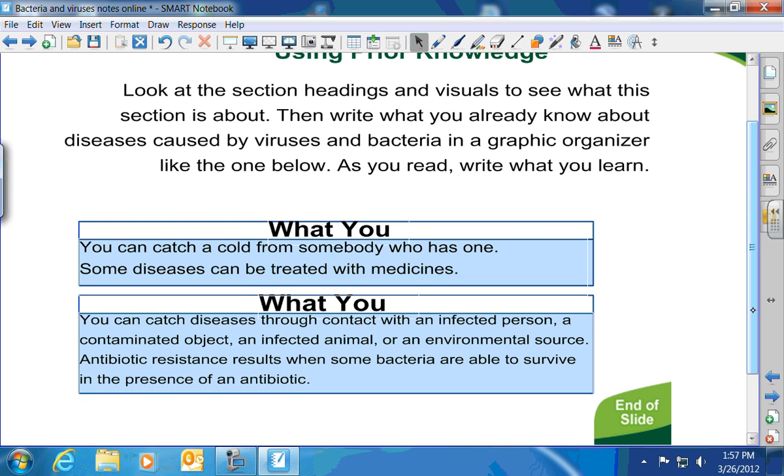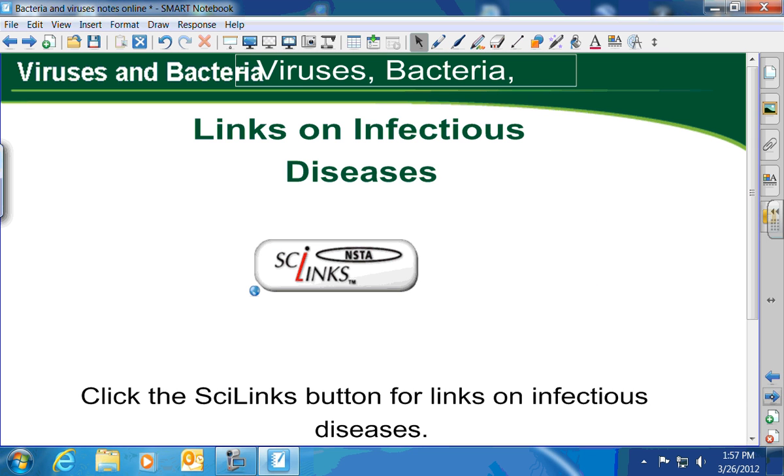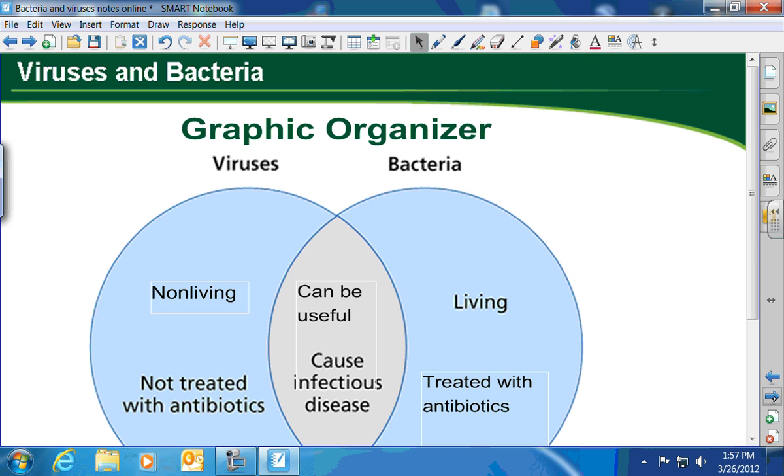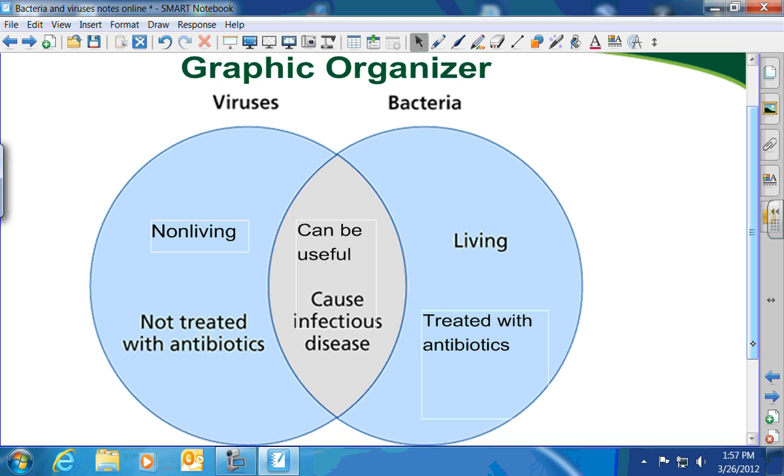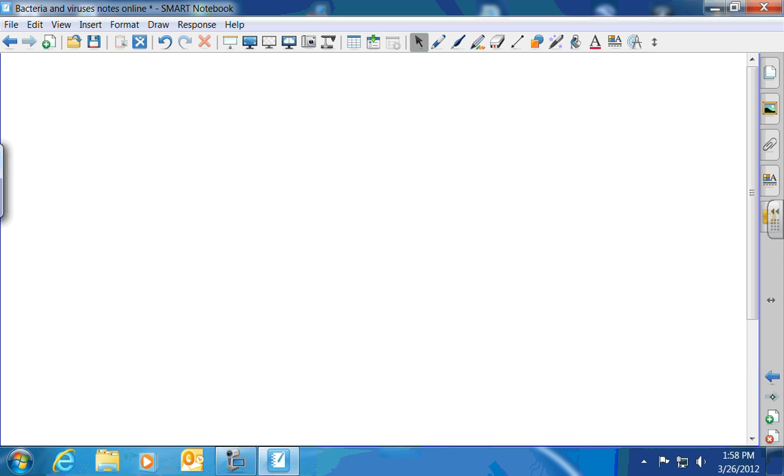Look at the section headings and visuals to see what you see about this section, then write what you already know about the diseases caused by viruses and bacteria in a graphic organizer like the one below. May help you. Little graphic organizer. It could be viruses are non-living and they're not treated with antibiotics. Bacteria are living, treated with antibiotics, and can be useful, cause infectious diseases. Okay.